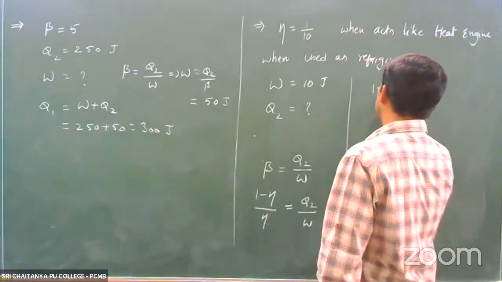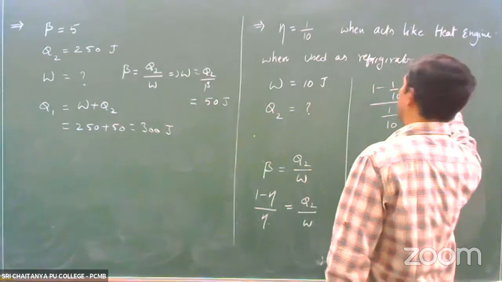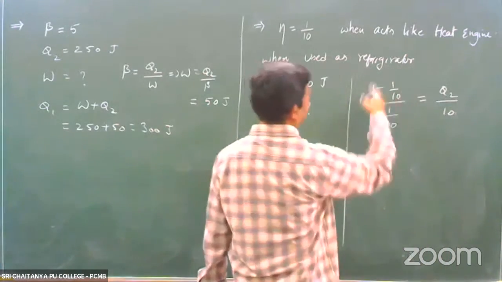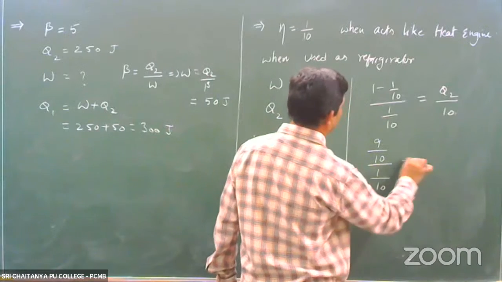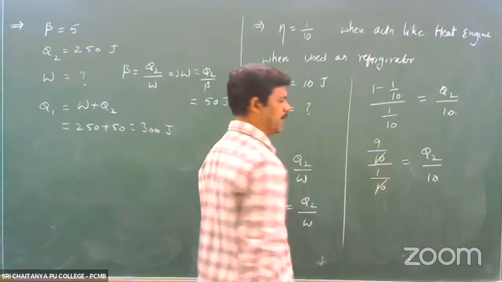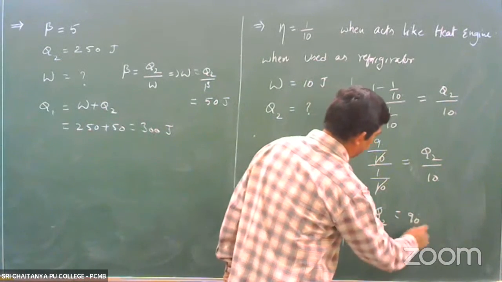(1 minus 1 by 10) by (1 by 10) is equal to Q2 by 10. See, this is 9 by 10 by 1 by 10, equal to Q2 by 10. The 10s get cancelled. Q2 is 9.